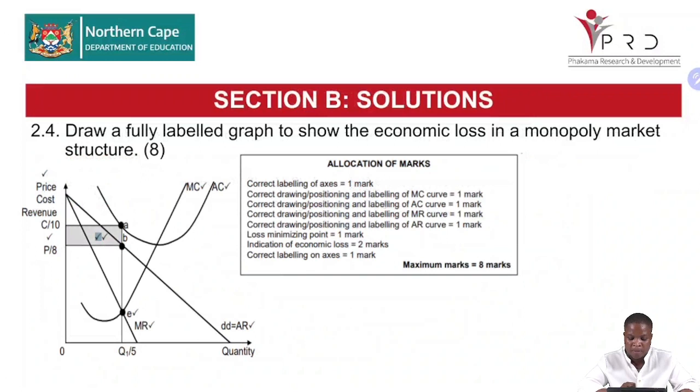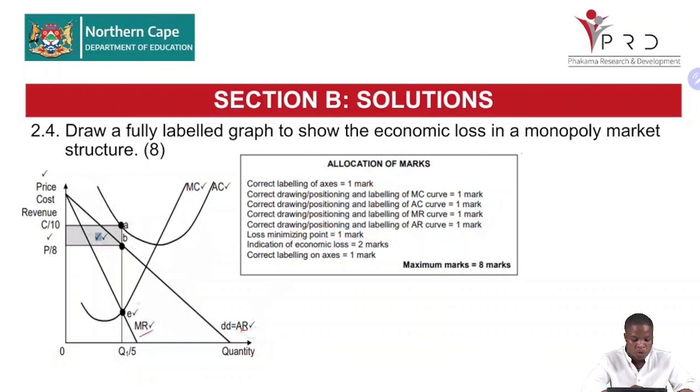You're going to get marks for putting your MC, and a mark for AC. The AC must be above the AR for you to show that there will be a loss. You must have a mark for MR, and a mark for AR.